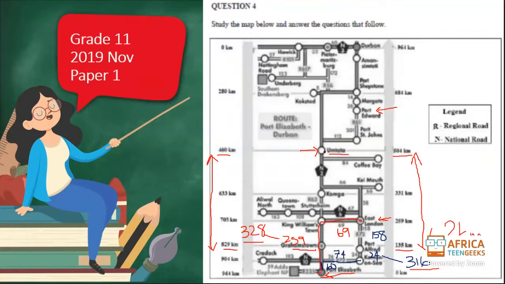For this one, let me just continue. Just compare your answer to my answer. So from Port Edward, don't say go down. That will be wrong. You can say travel on the R61 towards Port St. Johns. Then at Port St. Johns, you must turn left or right. So in this case, you're turning right.